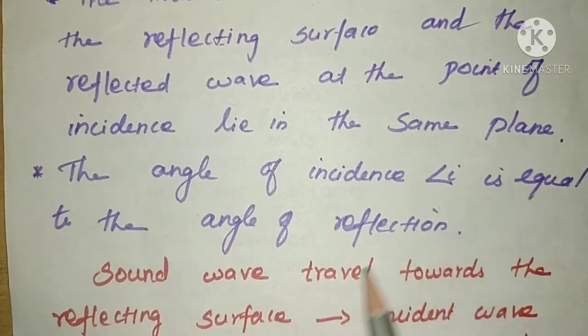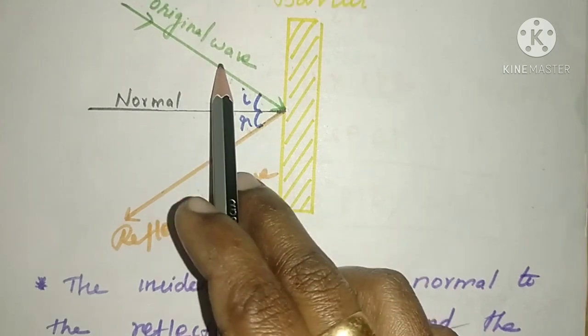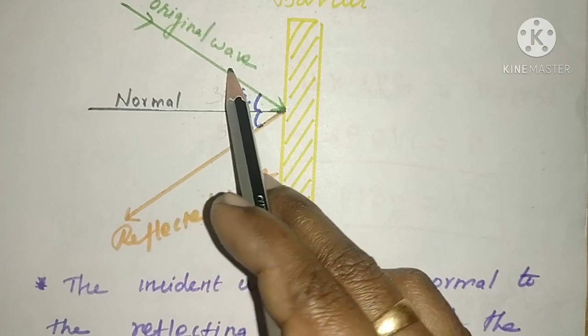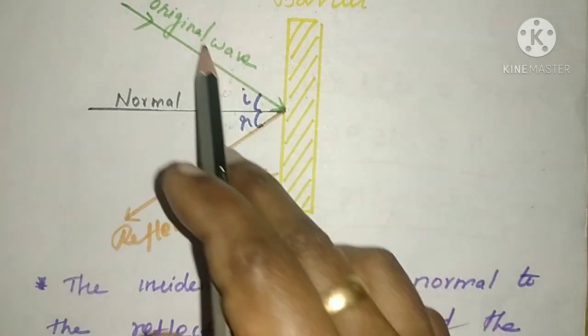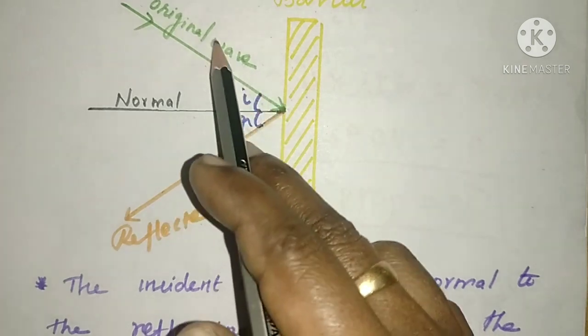And here, what do you mean by incident wave? The sound wave travelling towards the reflecting surface is called the incident wave. Here I have written that the original wave is also called what? Incident wave. This is the reflecting surface. The sound wave travelling towards the reflecting surface is called what? Incident wave or the original wave.